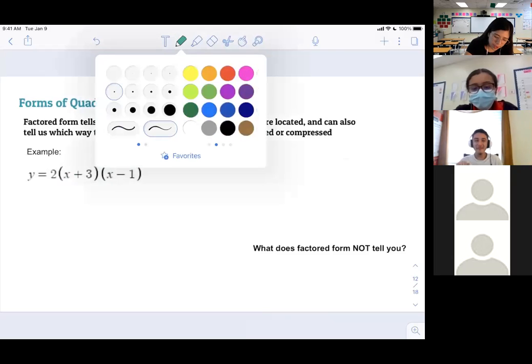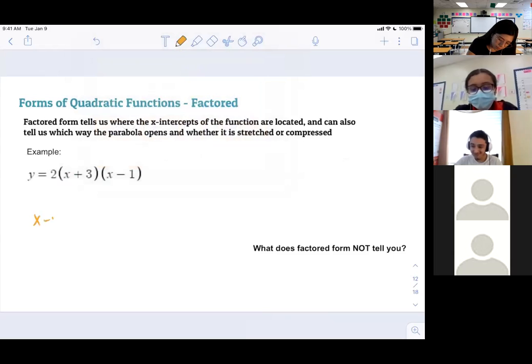Okay, so here, what are my x-intercepts? -1 and 3. Don't forget to switch them to flip the sign. -3 and 1. Good.